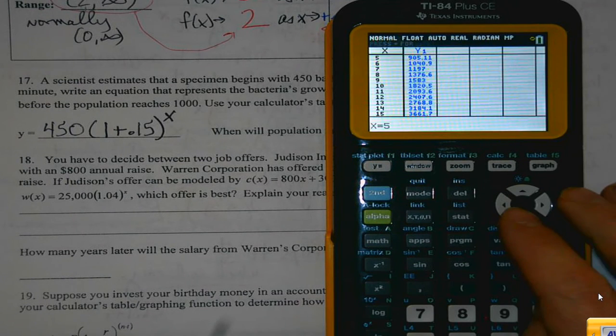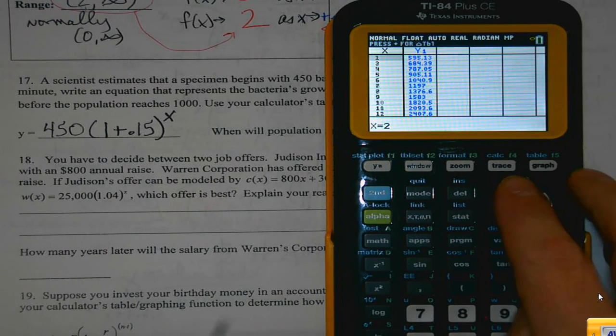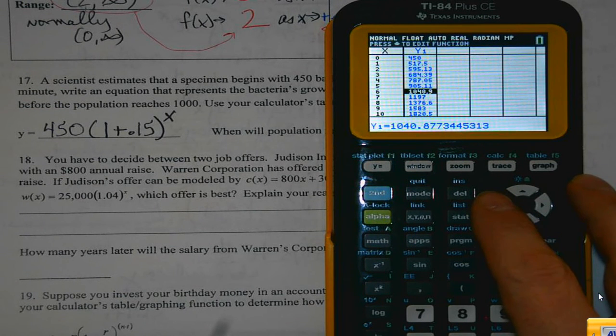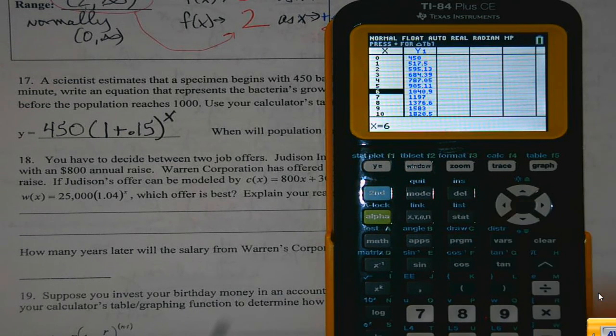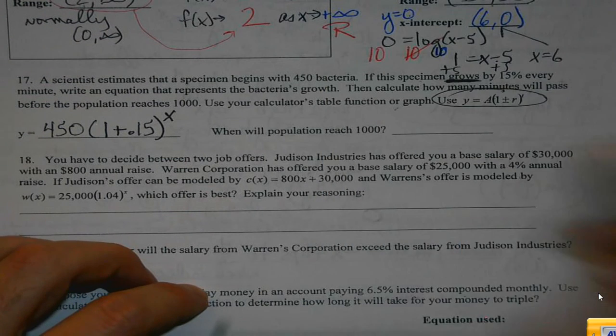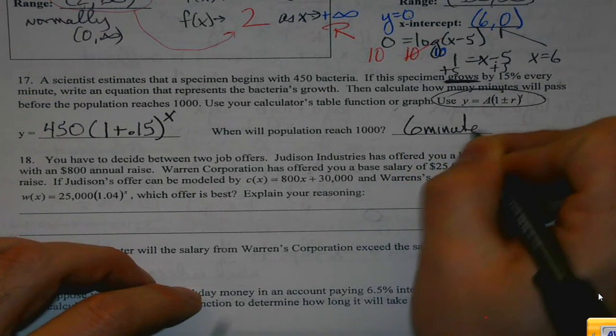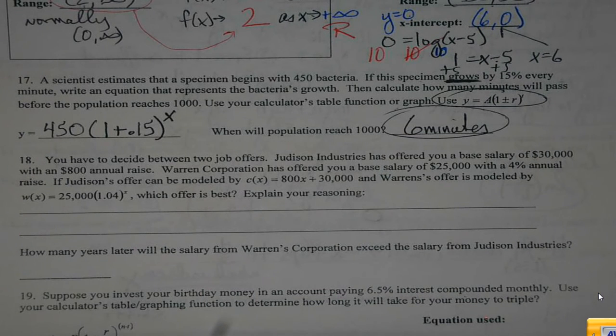And then basically just pull your chart and start looking down the y values until you see the first one that goes over 1,000. Once you find it, that's when it's going to occur. So it's going to take about 6 minutes for that to occur, because we always go to the one that we're rounded up to.